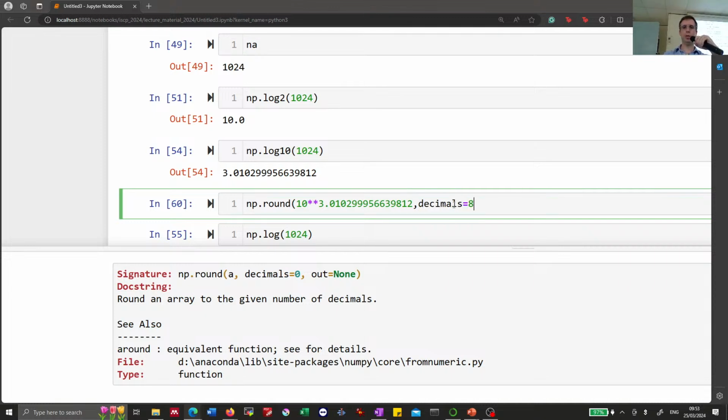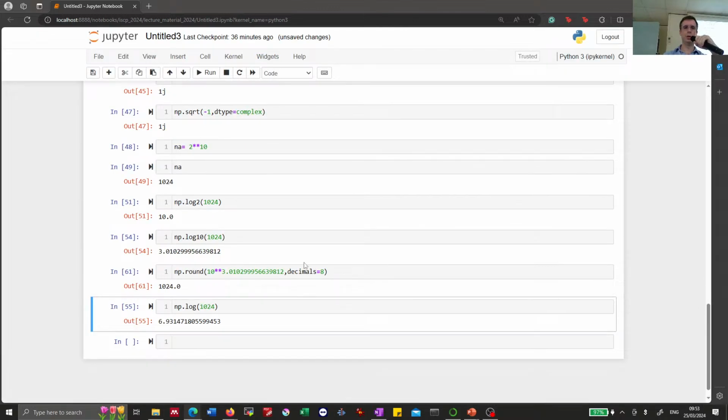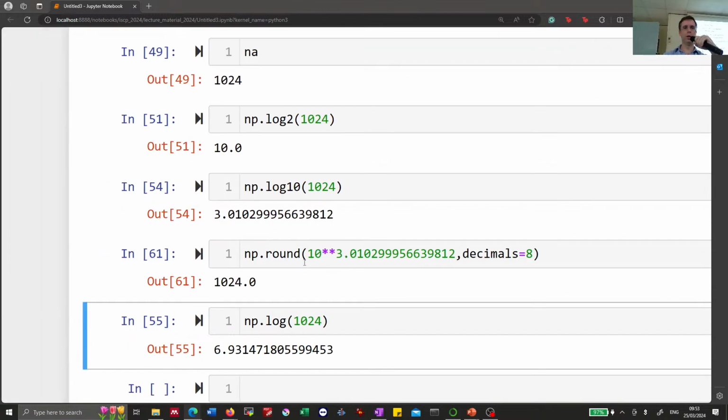Okay, decimals equal 8. Okay, there we go. Up to this number. So now, this number here, numpy log, is which basis? We have 2 as basis, we have 10 as basis. What's left? High school math. What other important basis is there? Right, a to the power of b. B is the exponent, a is the basis.